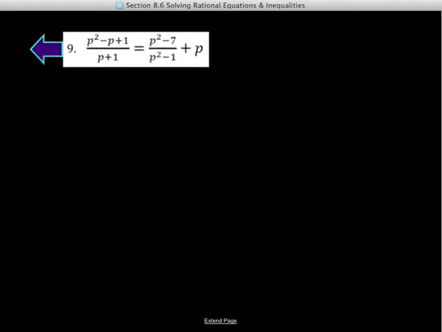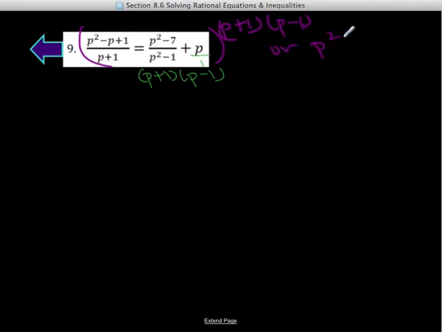Okay, same sort of idea as before. We're going to go ahead and factor our denominators. This one is factored, so this one I can factor here: P plus 1, P minus 1, and this is really just P over 1. So my common denominator would have to be P plus 1 times P minus 1, or as I did before, it's the same as P squared minus 1, to make life a little easier for us.